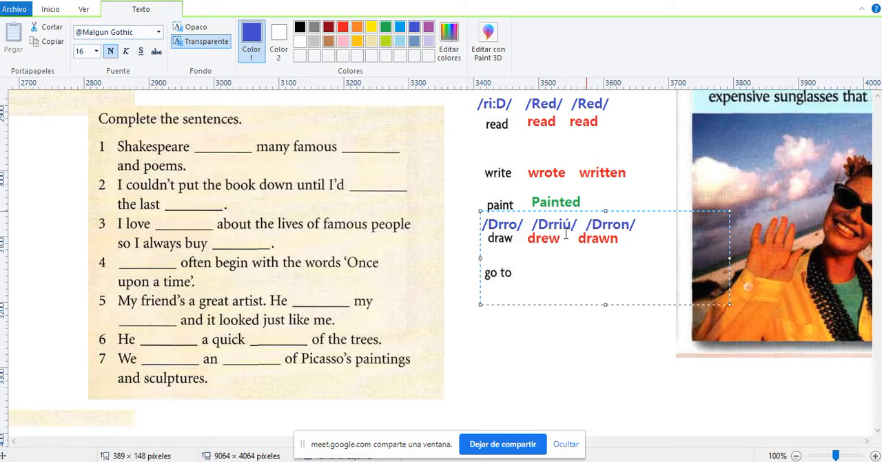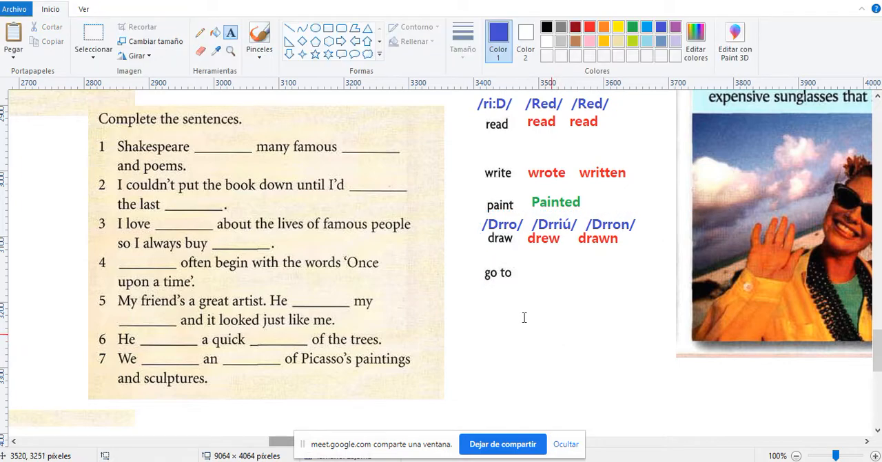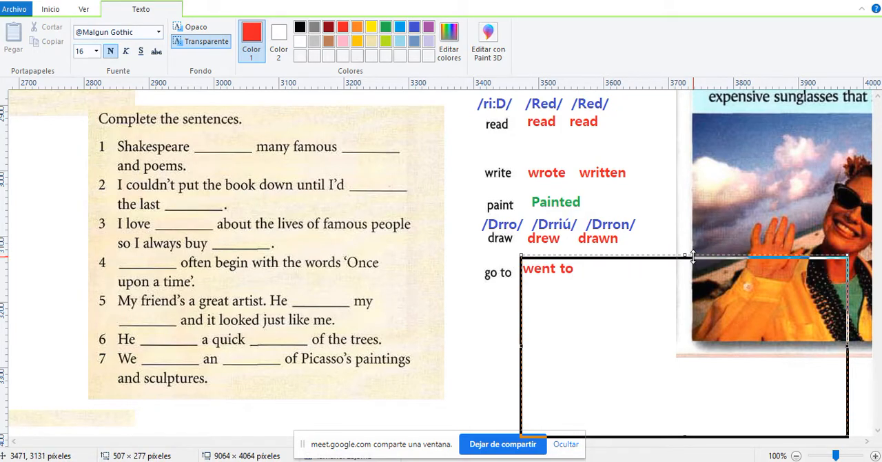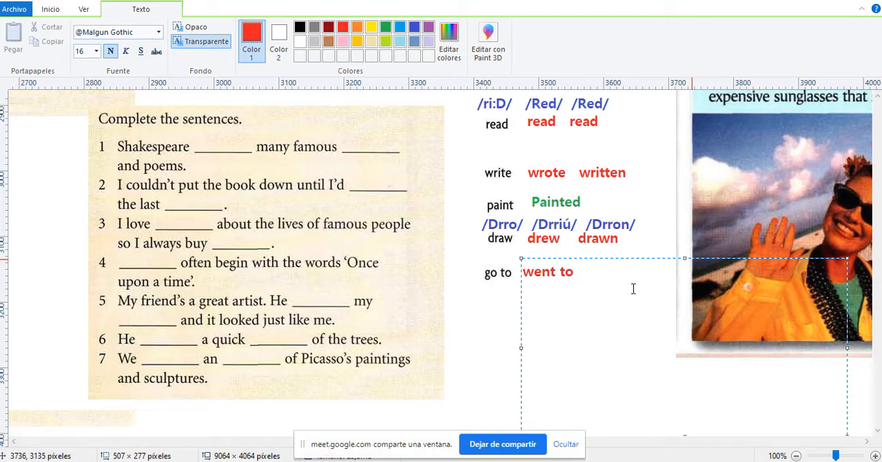okay? Draw, drew, drawn. Go to in past is went. Now went to, yo fui a, I go to the school, I went to school, yo fui a la escuela, I've gone to school, y yo he ido a la escuela, gone to. Bien, went, gone, so it's irregular.